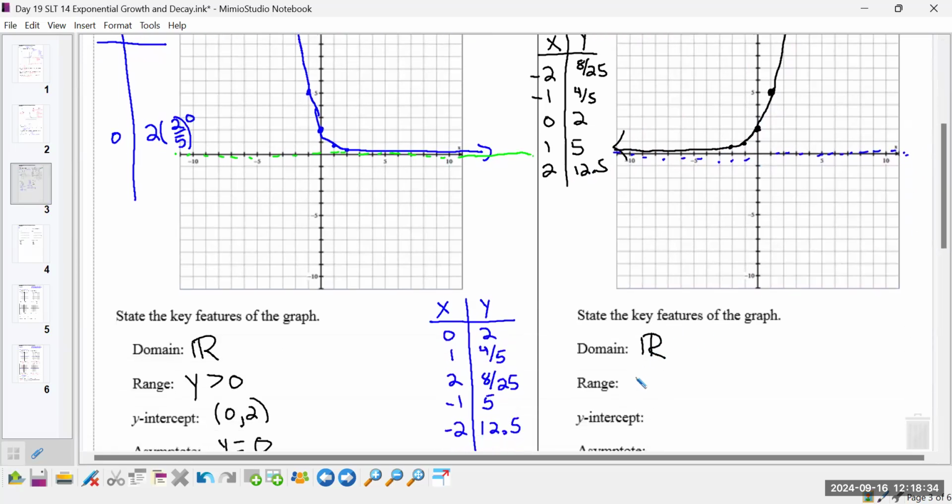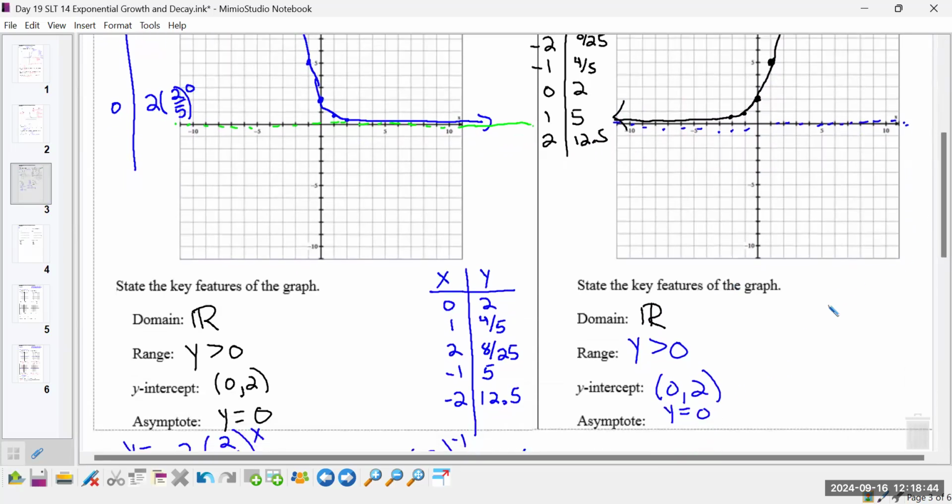Again, the domain is still all real numbers. We don't have anything below 0. 2 is still our intercept. y equals 0 is still our asymptote.